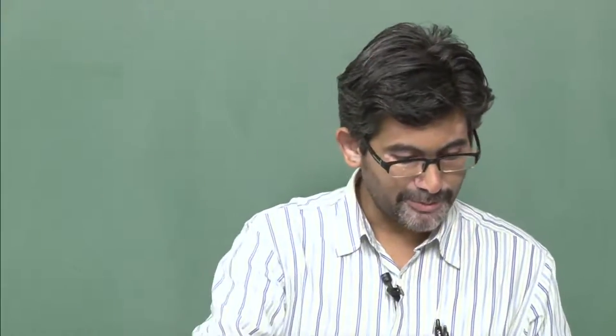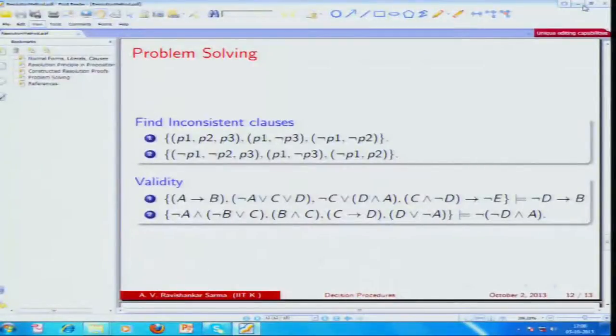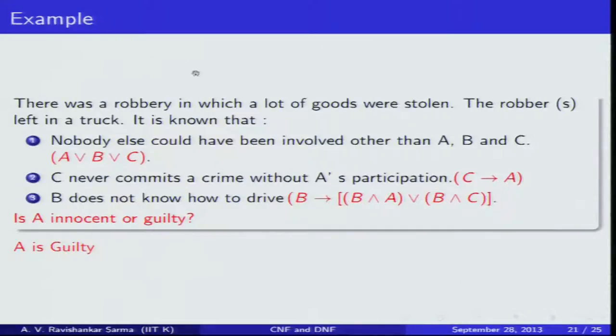So now let us come back to a different kind of problem. This problem we'll try to solve by using different kinds of methods. So let us consider a simple example. This problem is the one which we have already seen.